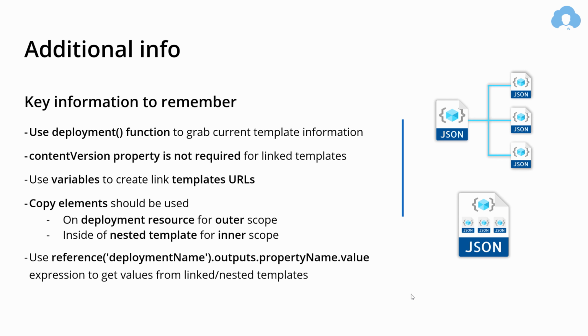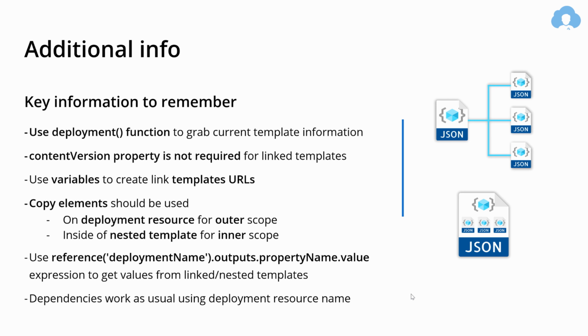And lastly, as you've seen, I was able to get the outputs from the nested template, but you can also use reference to get the outputs from the link template as well. So if you're grabbing multiple templates, combining them into single main template, and then doing something outside of that template, or maybe deploying dependent resources, you can use reference function to get the outputs from those inner templates. If you want to pass values along, this is pretty much the best way to do so.